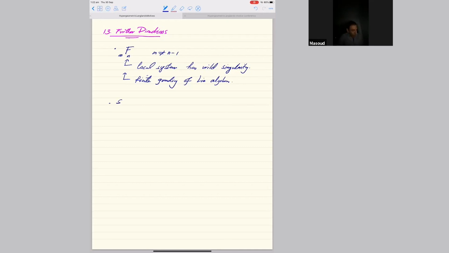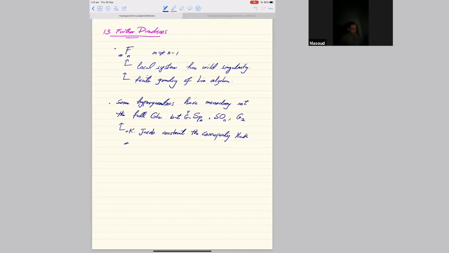Okay, so another point is that some hypergeometrics have monodromy not the full group GL_N, but some subgroup, like the kinds of subgroups that can appear: Sp_N, SO_N, or G2 in the case that n equals 7. So let's call this G-check. Now, geometric Langlands says that you should be able to get Hecke eigensheaves on Bun_G, where G is now the dual group. Together with Jakob, we construct the corresponding Hecke eigensheaf on Bun_GL_N already, but now we're constructing them on Bun_G. And that's a highly non-trivial exercise.